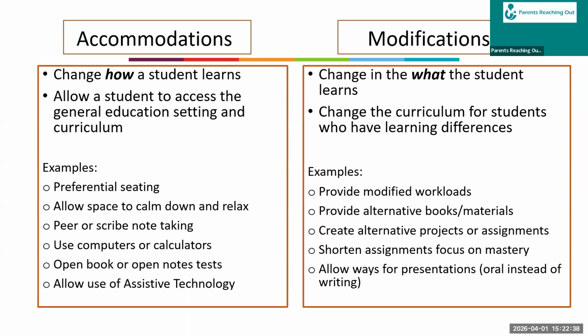So this is just the chart about accommodations versus modifications. And remember, accommodations are how a student learns, and modifications are what the student learns. So just a few of the examples here is preferential seating for how the student learns, or accommodations using computers, things like that. And the modifications would be modifying workloads, maybe an alternative book, or assignments.